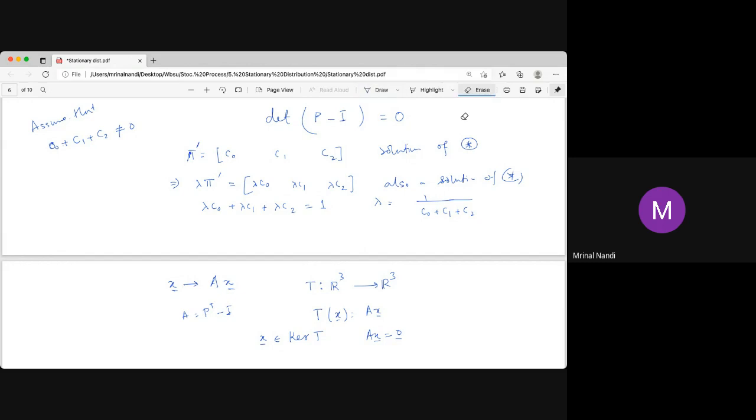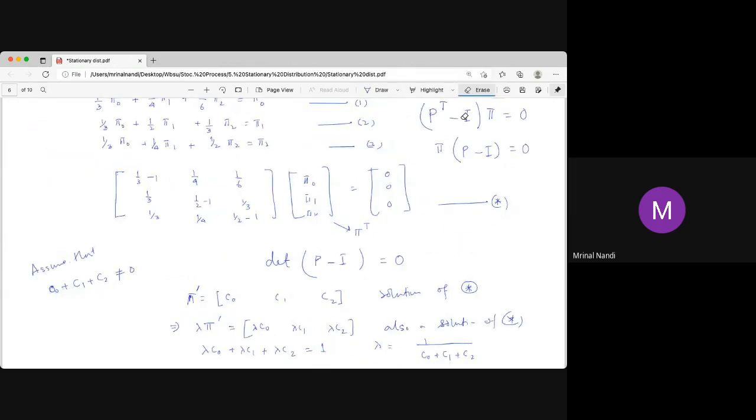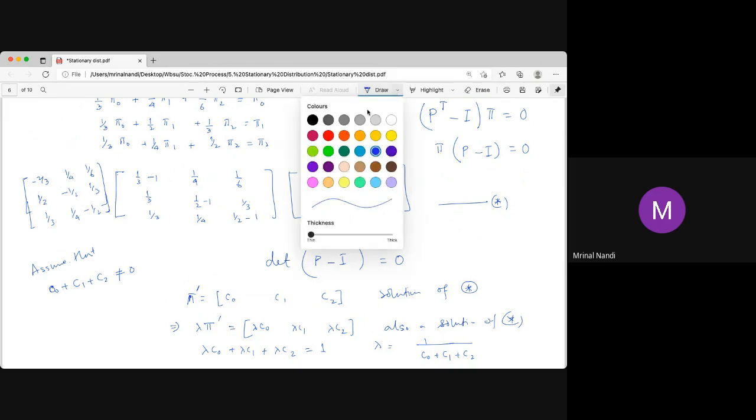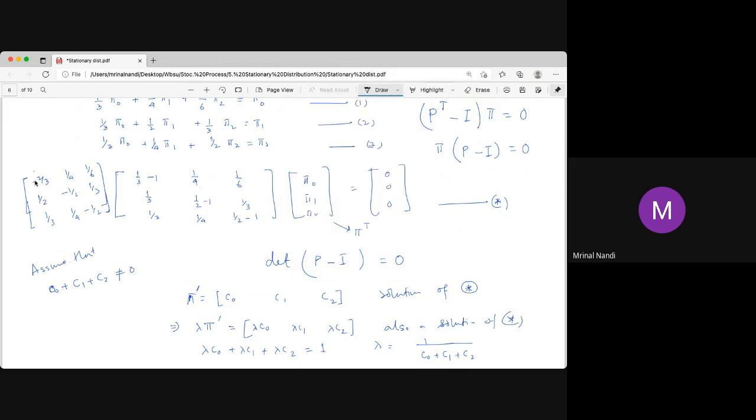In this example you can easily find the rank of this matrix. What is the matrix? Say minus 2/3, 1/4, 1/6, 1/6, 1/2, minus 1/2, 1/3, 1/4, minus 1/2. So what is the rank? Obviously the rank is not 3, and not 0 either. Whether it is rank 1 or 2, you can easily find it is 2, because if you take this 2 by 2 submatrix, the determinant is 1/3 minus 1/8, which is not 0. So the rank is 2, and the nullity is 1 by the rank nullity theorem.